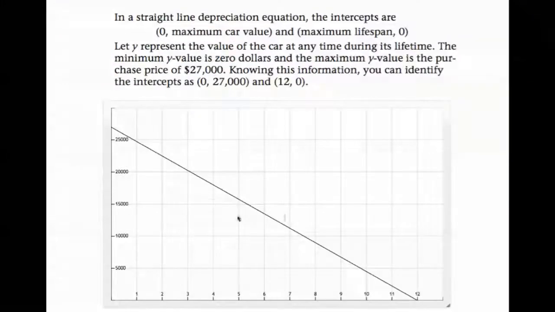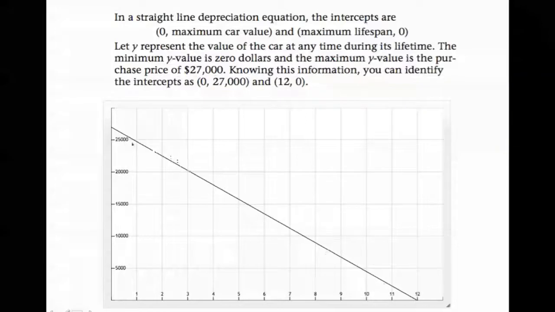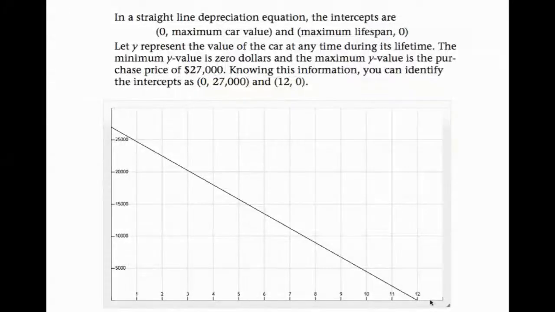So here's a picture. Notice, in year 0, I paid $27,000 for that car. There's an intercept, there's a point. After 12 years, my car is worth nothing. There's the other point. And all you need are 2 points to determine a line. That's what the depreciation equation looks like for this particular model of car.